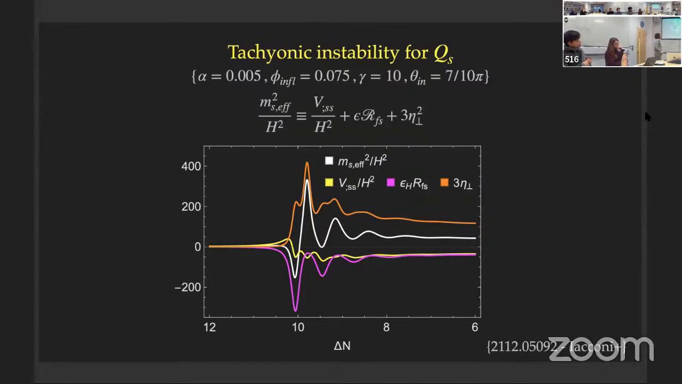And indeed, as I already spoiled a bit for you, we see that in these models, the isocurvature perturbation experiences a tachyonic instability. So if we plot the effective mass squared, which is the white line, we see that at a certain point it turns negative and large. And who is causing this? Exactly this term. The purple term, which contains the field space curvature, is large and negative, and it drives the effective squared mass to be negative.